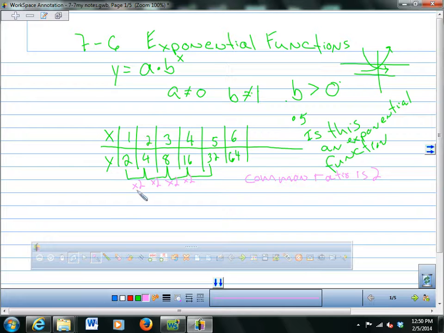And if it's a linear function, so they say, is this an exponential function? And they give you x, y, 1, 2, 3, 4, 5, and then they have these numbers, 3, 5, 7, 9, 11. Is this an exponential function? No. Why not? Who said no?